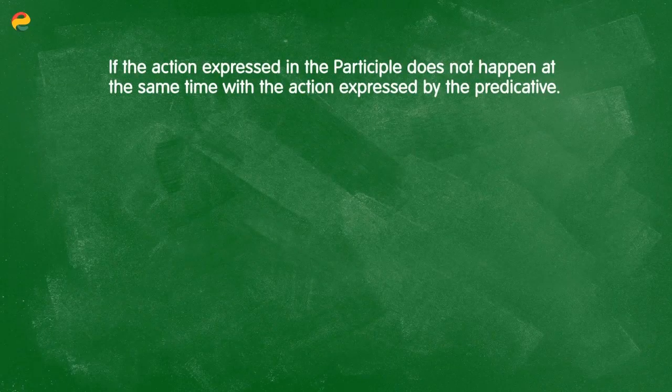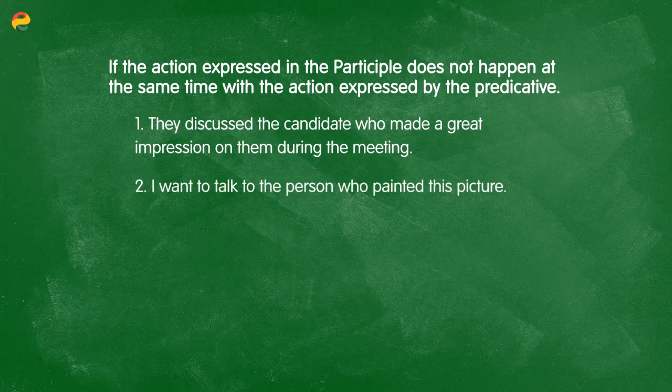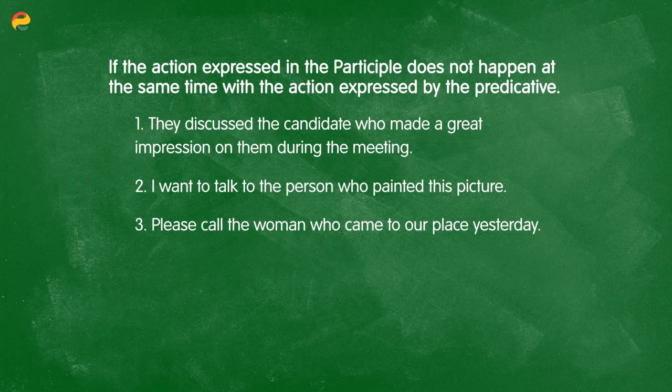Now, examining these sentences, we can conclude that the action expressed in the present participle is simultaneous with the action expressed in the predicative. But if the action in the participle phrase does not happen at the same time, we should form the sentence in a different way. So let's look at a couple more examples to see how we should do this. They discussed the candidate who made a great impression on them during the meeting. Or, I want to talk to the person who painted this picture. Or finally, please call the woman who came to our place yesterday.